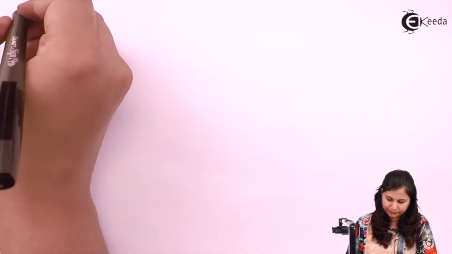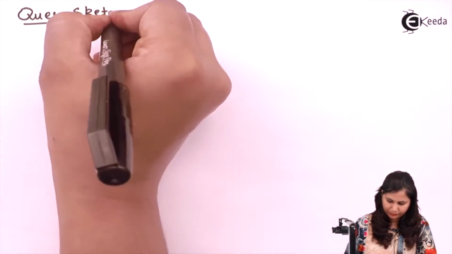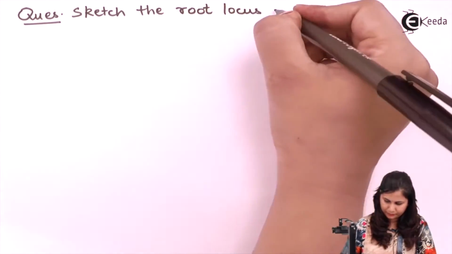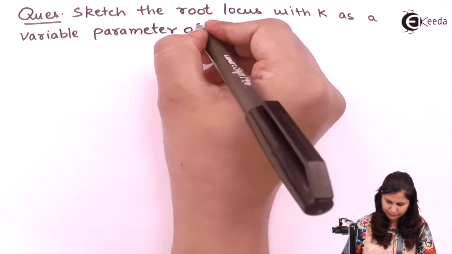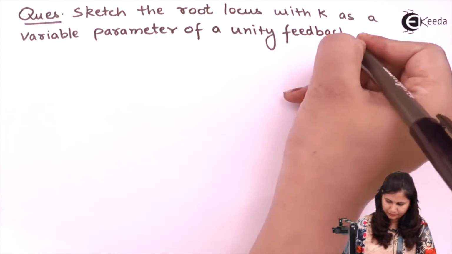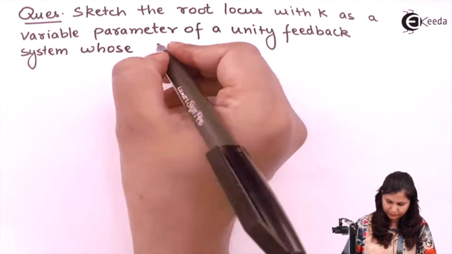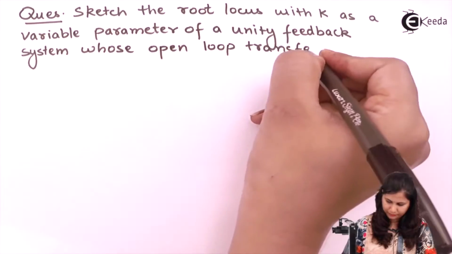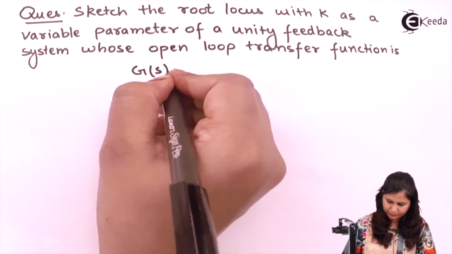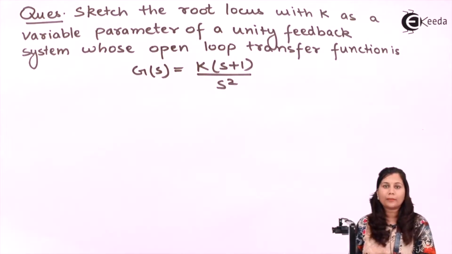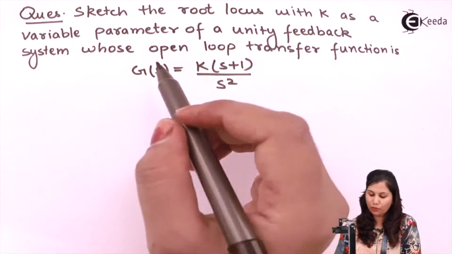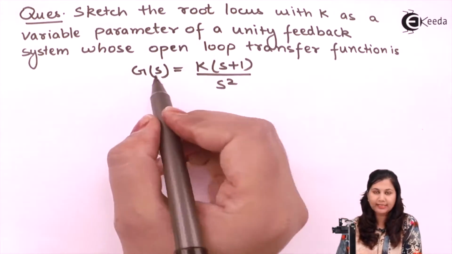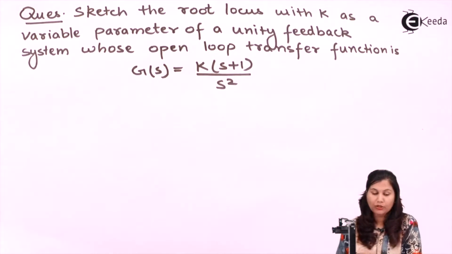Locus of a system. So let's see what is the problem. Our problem is to sketch the root locus with k as a variable parameter of a unity feedback system whose open loop transfer function is given to us, and it is G(s) = K(s + 1)/s². So let's solve this problem.